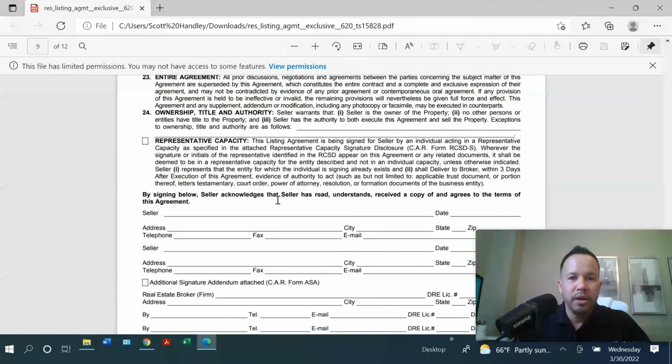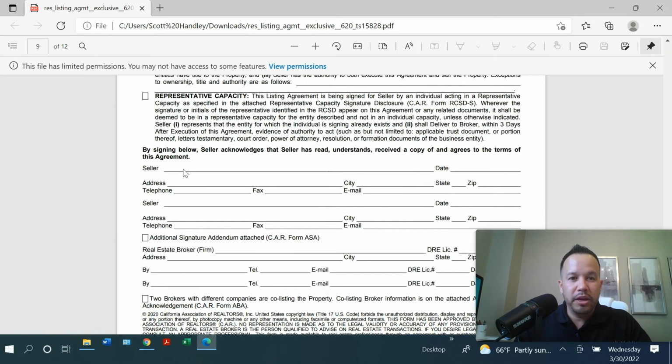Okay. The RCSD form we talked about, the representative capacity signature disclosure. That's what it stands for. Again, that will tell us the individual that's authorized to sign on behalf of the corporation or on behalf of the trust, something like that. If that's the case, this box will be checked and the RCSD will populate into our zip forms. All right, we made it through the RLA.